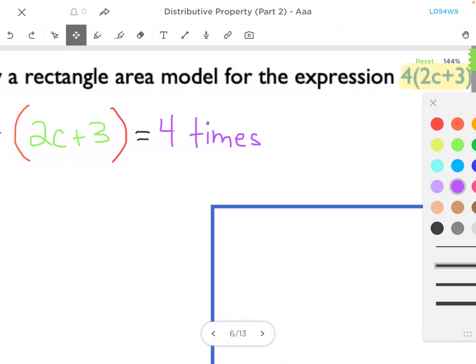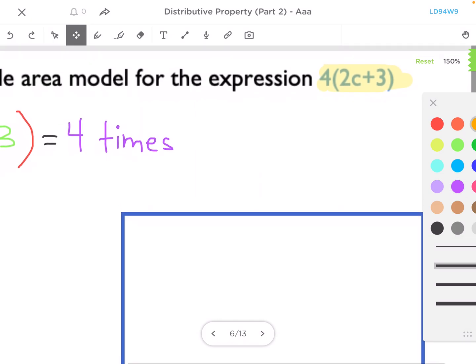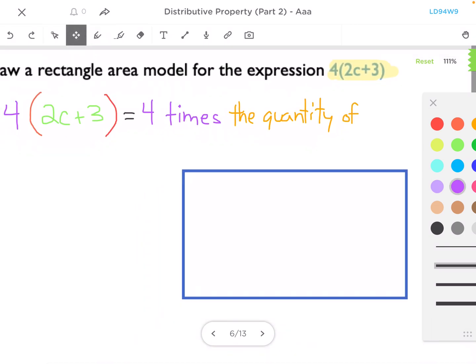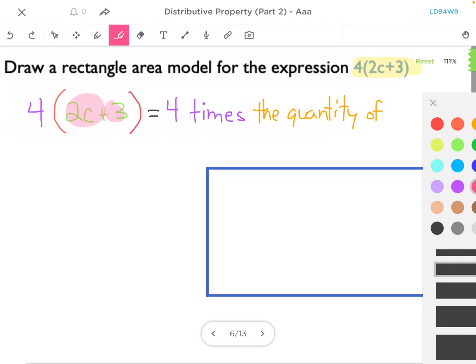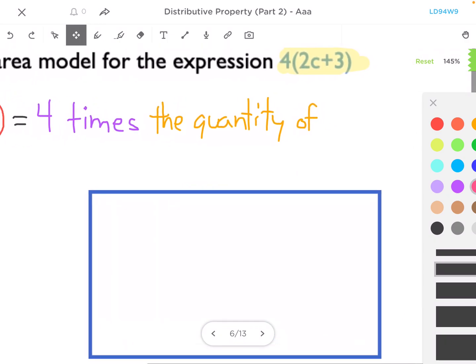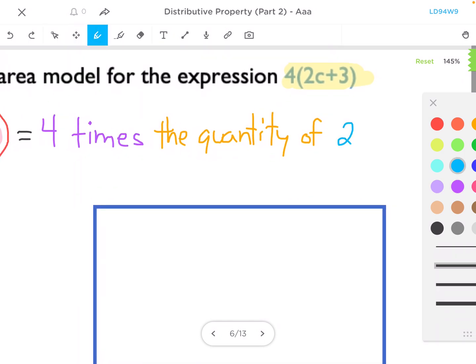Now the next words here are a little bit complicated. We call that the quantity. The quantity of. And then I'm going to put everything that's inside the parentheses together. So this part inside, 2c plus 3, that's going to come next. 4 times the quantity of 2c plus 3.